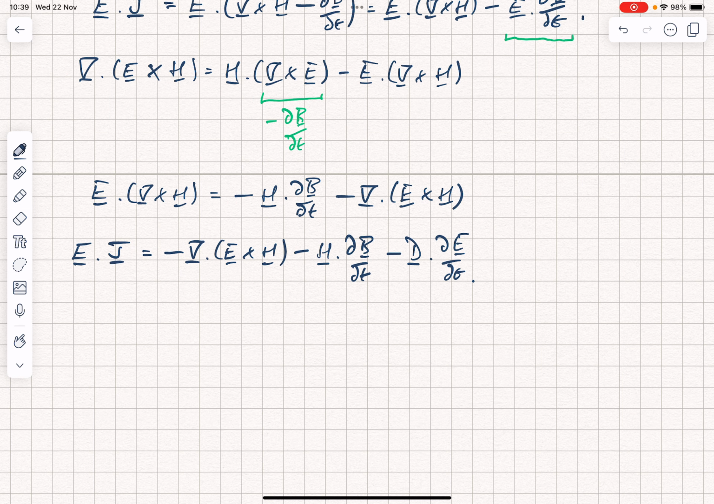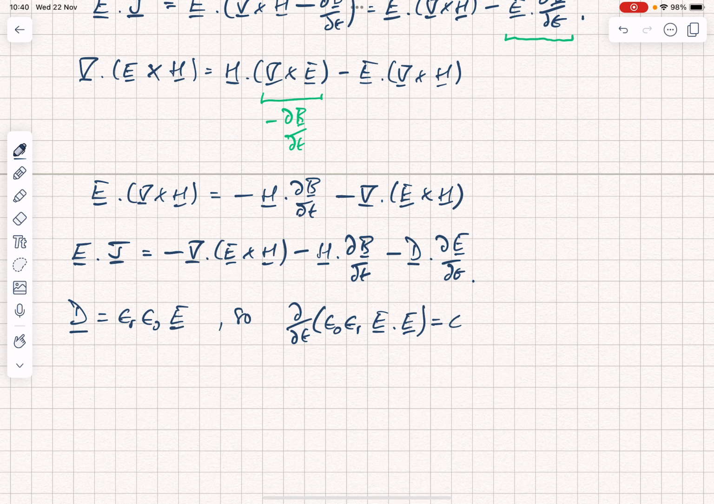If we're in a linear isotropic homogeneous material, then we can write D is equal to epsilon R epsilon naught E, and therefore we can do the following. We can say that d by dt of epsilon naught epsilon R E dotted with E, and of course that is just d by dt of D dotted with E, is equal to epsilon naught epsilon R dE by dt dot E plus epsilon naught epsilon R E dotted with dE by dt.